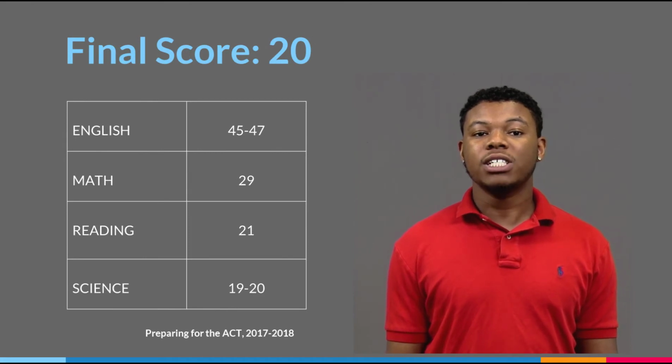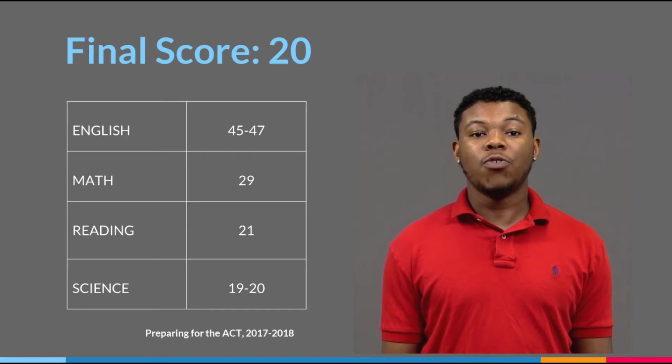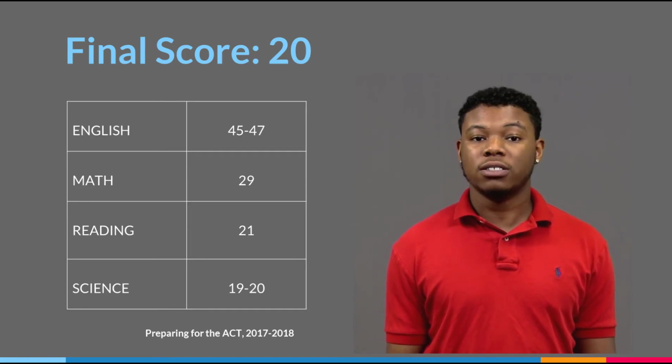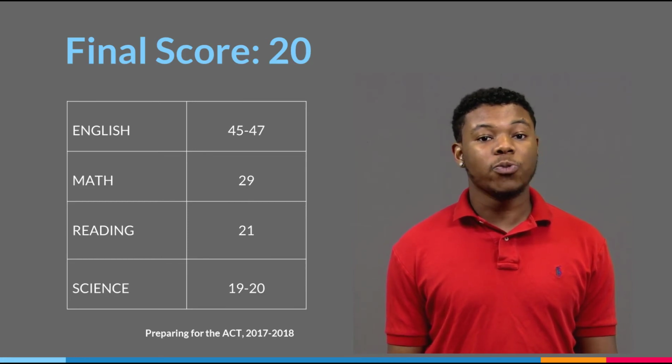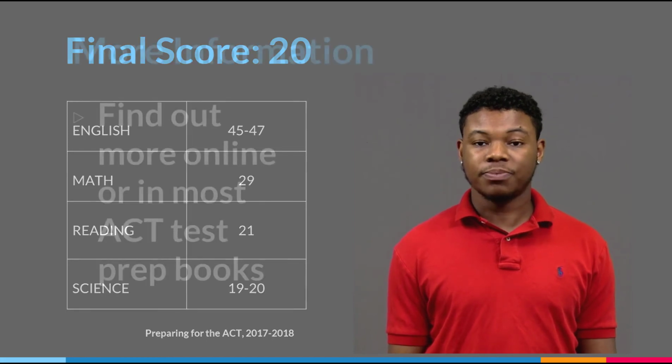Finally, if you would like to receive a 20 on each section of the ACT, you would need to get about 45 to 47 questions correct on the English section, 29 questions correct on the Math section, 21 on the Reading, and about 19 to 20 questions correct on the Science section.